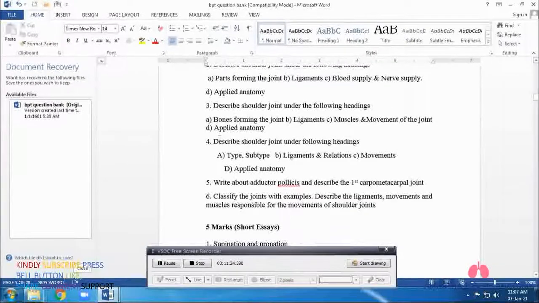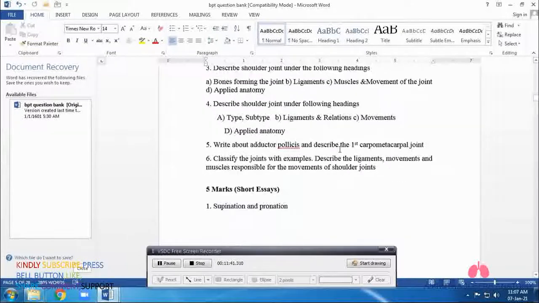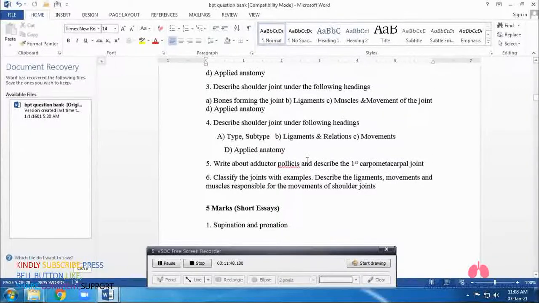Shoulder joint is again asked: type, subtype, ligaments, relations, movements. Ligaments are asked here, so mention about that. Adductor pollicis and describe first carpometacarpal joint. So adductor pollicis is asked specifically, and first carpometacarpal joint. Usually we don't read about the thinner muscles much for the exam, but this is actually not a thinner muscle, but it comes in that area, adductor pollicis. So read about this muscle and first carpometacarpal joint.